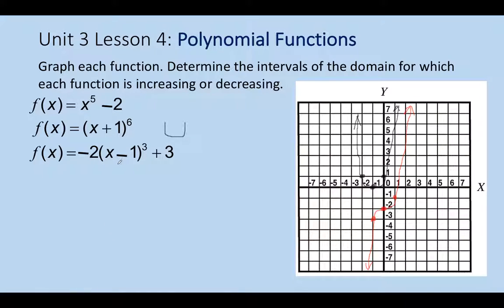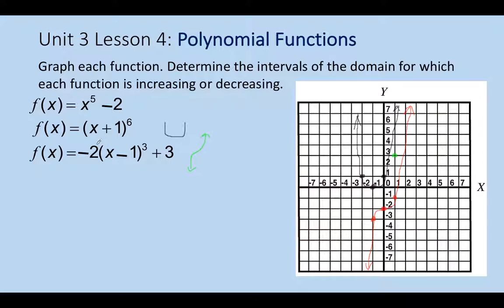So I've got a lot of shifting going on. I know I'm going to go 1 to the right and 3 up. So 1 to the right and 3 up. That's going to be my turning point. This is going to be one of the snake ones. It's really just going to be the snake because this is x cubed. It's not going to be as flat in the middle.